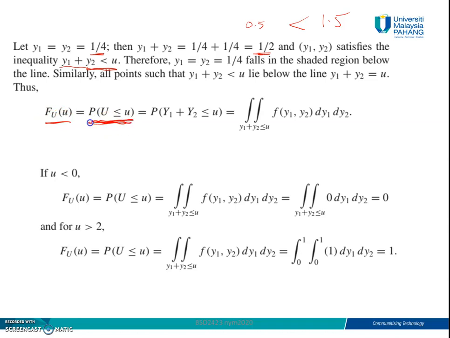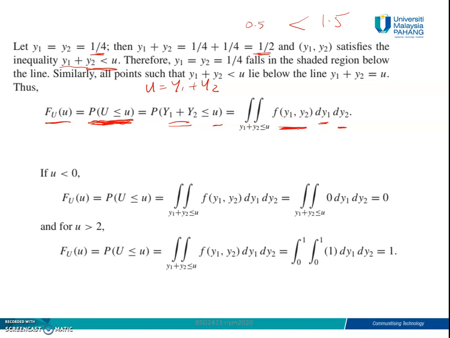Remember, we have this step, and then you substitute u. Your u just now is u equal to y1 + y2. So you substitute here, then you get this one. So basically, you need to integrate with respect to y1, y2, for the density function of this one.